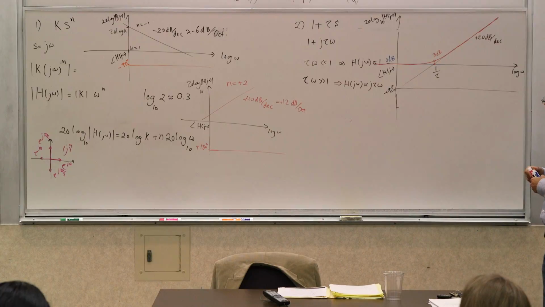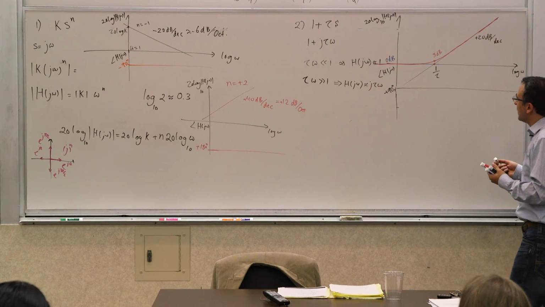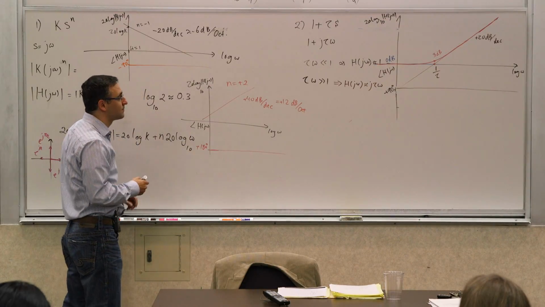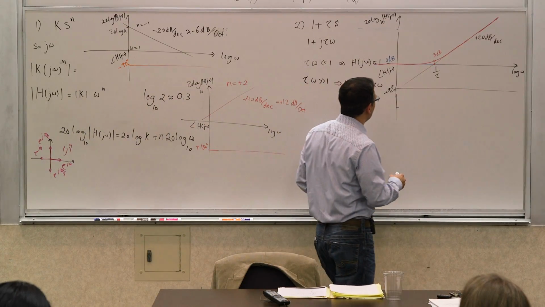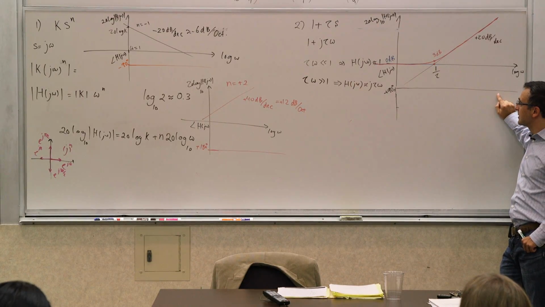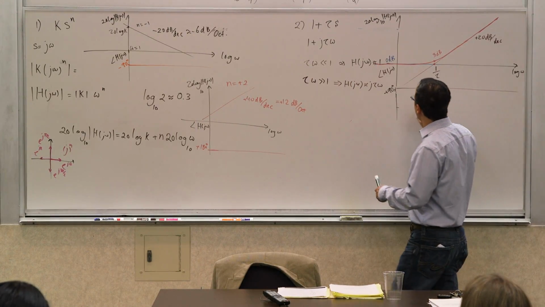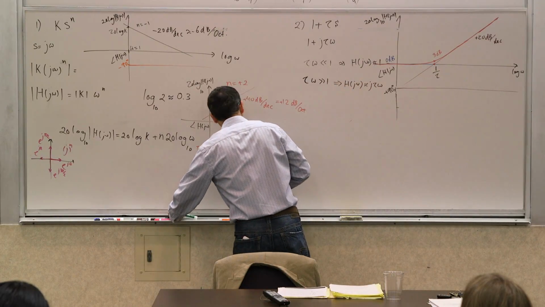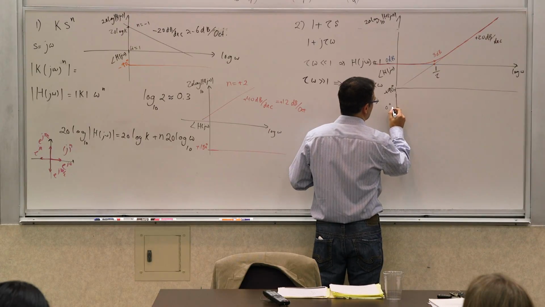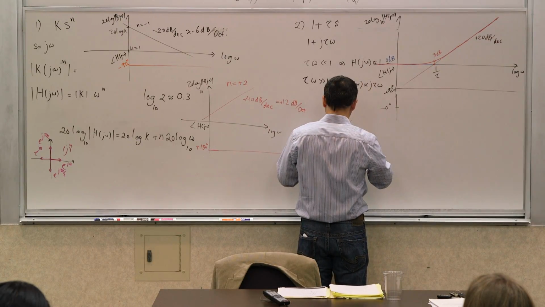All right. So now, how about the phase? So the amplitude part we basically determined. How about the phase part? So we know the phase at very high frequencies is plus 90 degrees, right? And we know that, so let's say this is 0 degrees. And we know at very low frequencies, it's 0 degrees.